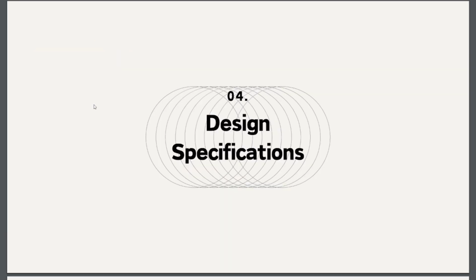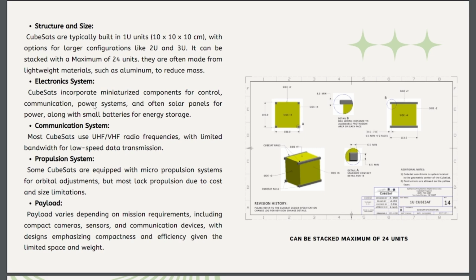Okay, the next part is the CubeSat design specifications. The first part is structure and size. This is the most important part for our class. CubeSats come in different kinds. They are separated into units, and the diagram on the right side is the 1 unit CubeSat design. We are still deciding which unit we will use.